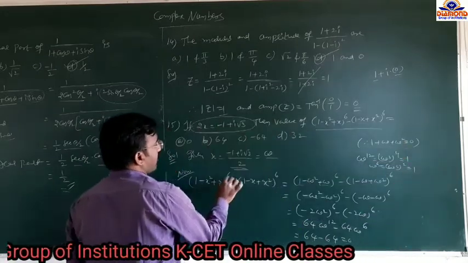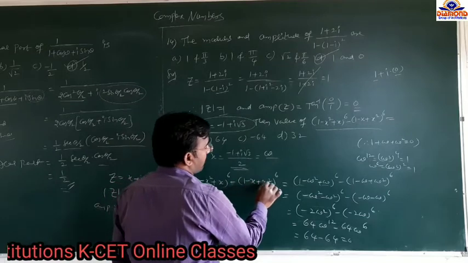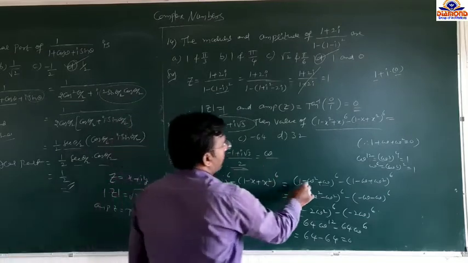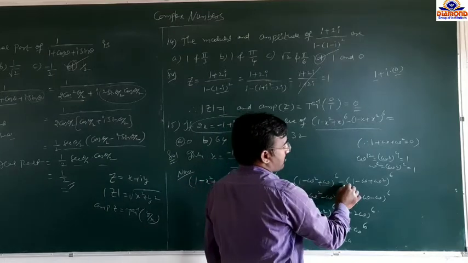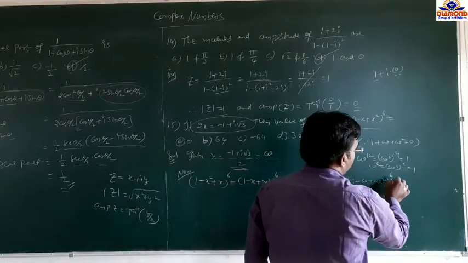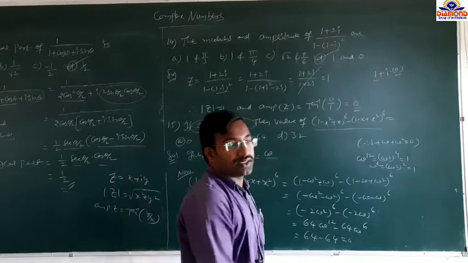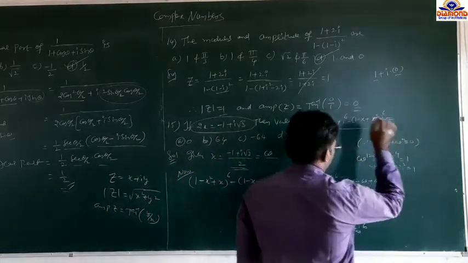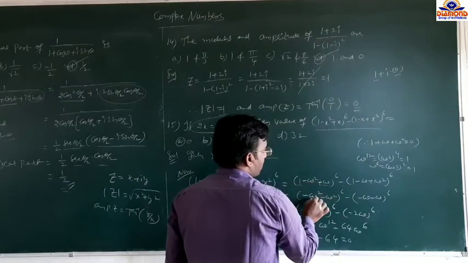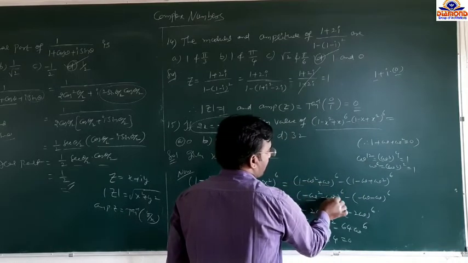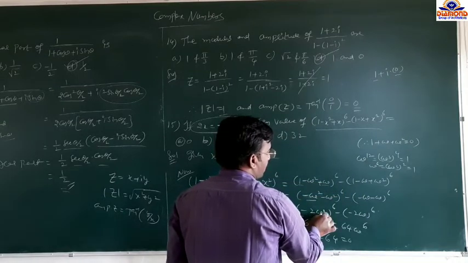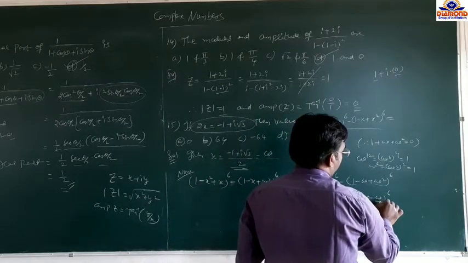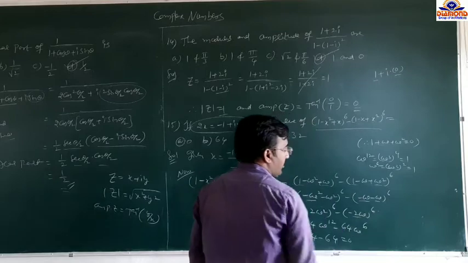1 minus x square plus x power 6, minus 1 minus x plus x square power 6. In the place of x substitute omega. 1 minus omega square plus omega power 6, minus 1 minus omega plus omega square power 6. You know the condition, omega cube is 1 and 1 plus omega plus omega square equal to 0. From here, 1 plus omega is nothing but minus omega square. Minus omega square minus omega square is minus 2 omega square, power 6. Here 1 plus omega square equal to minus omega. Minus omega minus omega is minus 2 omega, power 6.